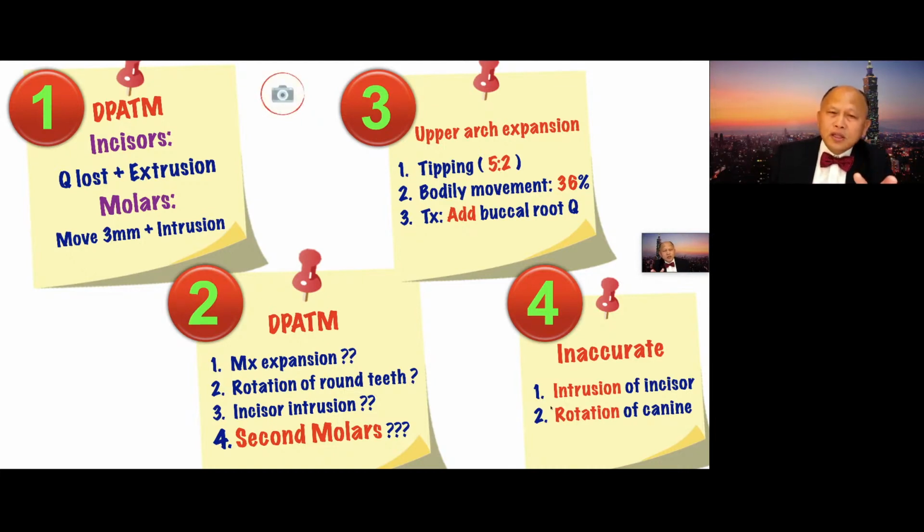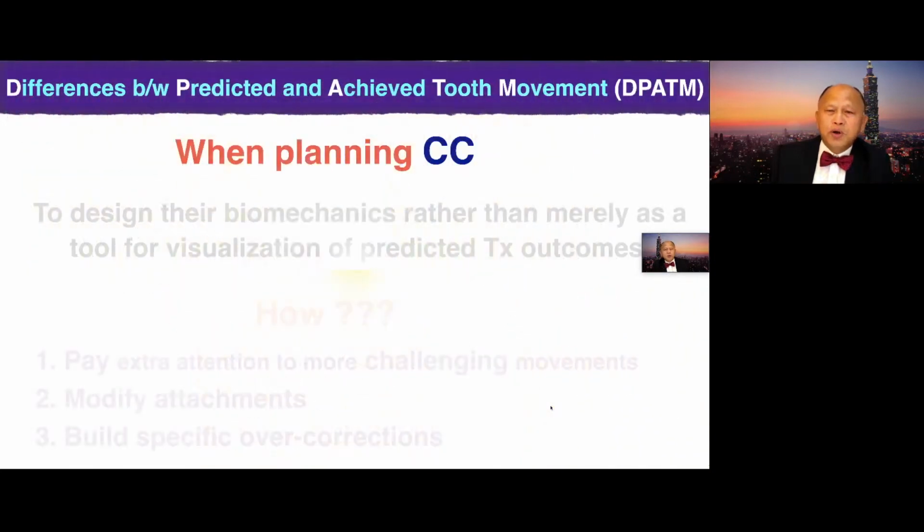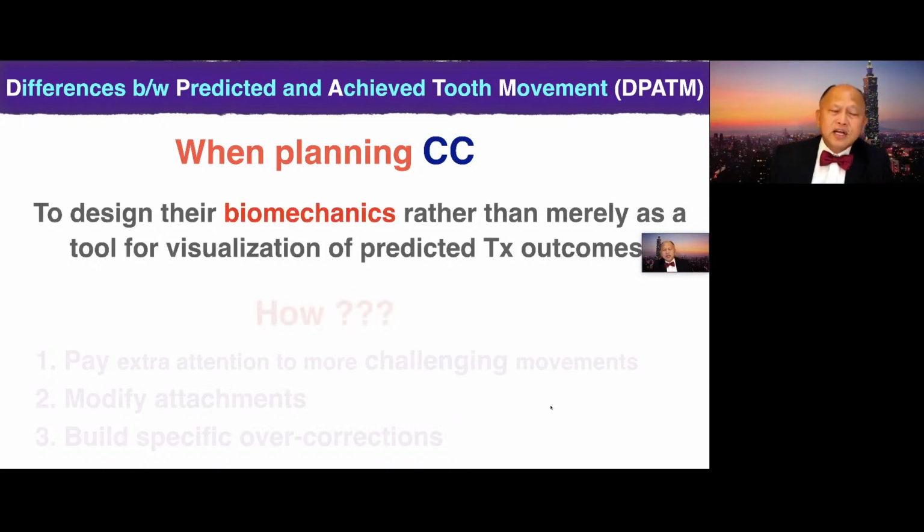And when you're going to deal with those weak points, people suggest that when planning the ClinCheck, you design the biomechanics rather than merely use it as a tool to visualize the predicted treatment outcome. I think it's quite true. When you look at the ClinCheck, you should be able to have the idea to design the mechanics, not just to look at the result. And how can you do that?